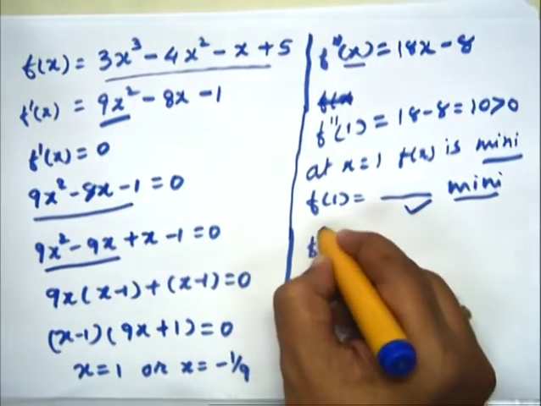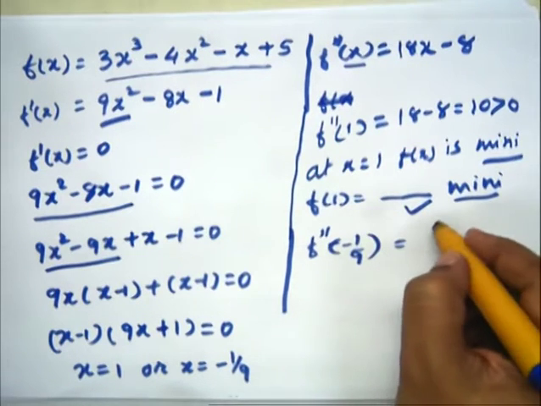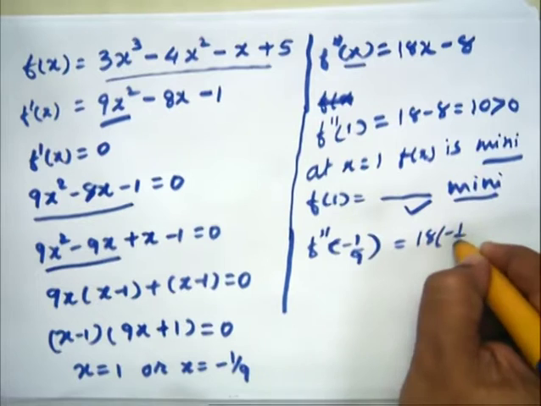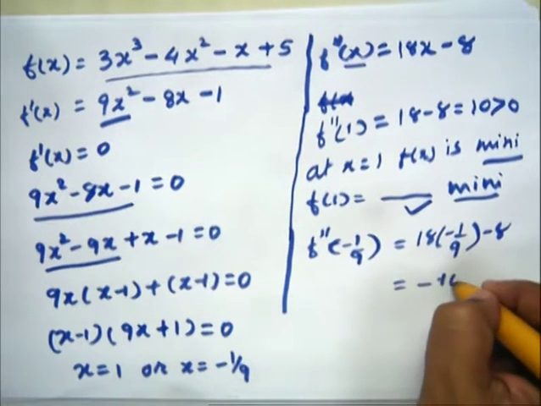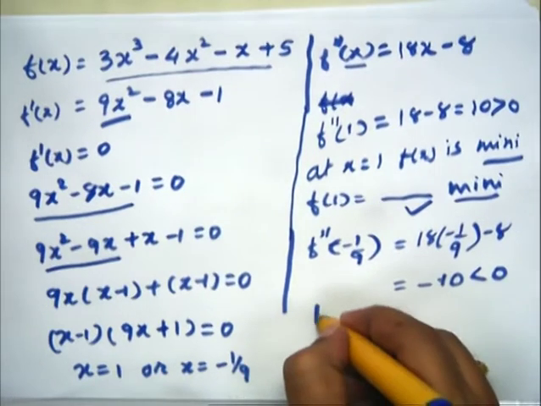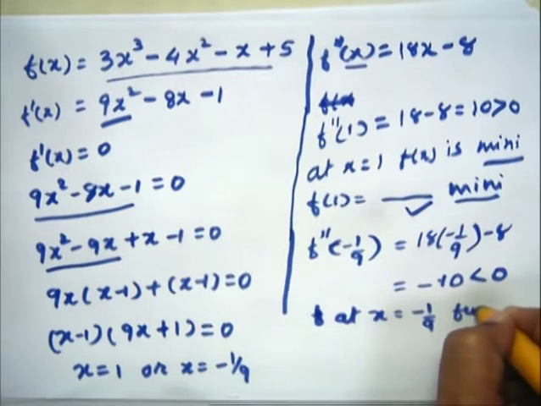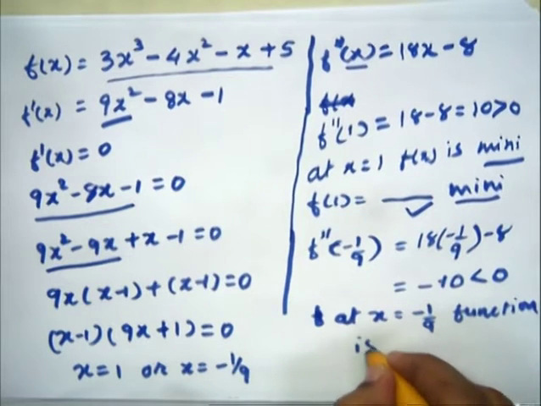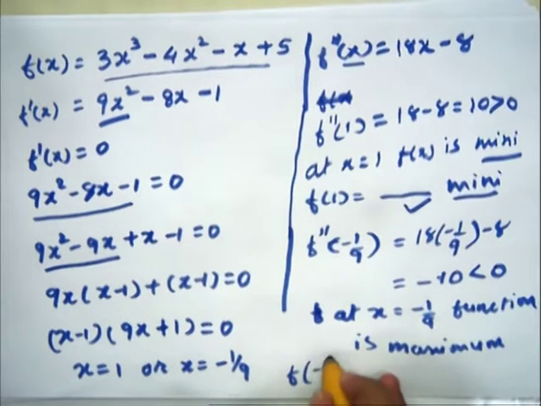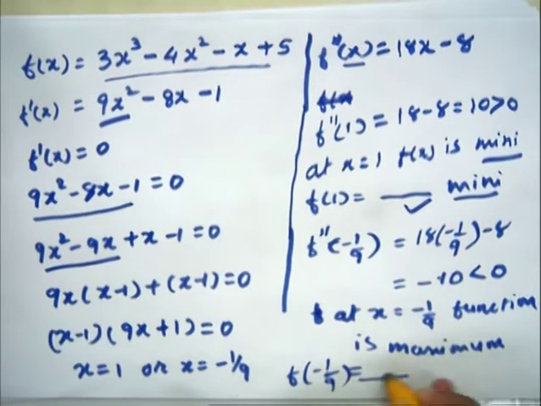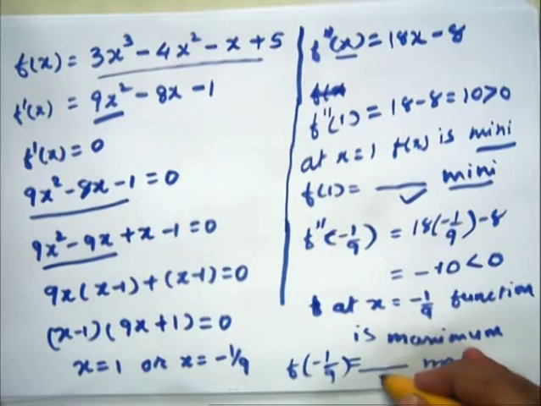Now if we put x is equal to minus 1 upon 9, it is equal to 18 into minus 1 by 9 minus 8, is minus 2 minus 8, is minus 10, which is less than 0. So at x is equal to minus 1 by 9 the function is maximum, and f of minus 1 by 9 is the maximum value. So this way you can proceed. This also I leave for you to practice.